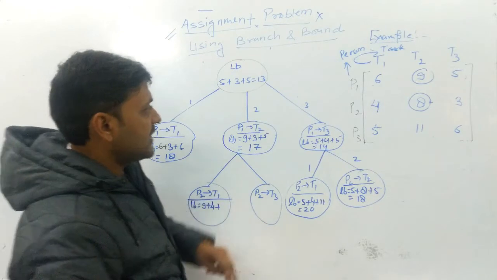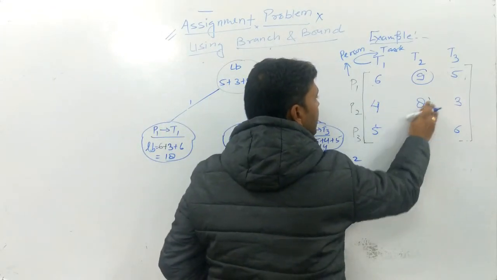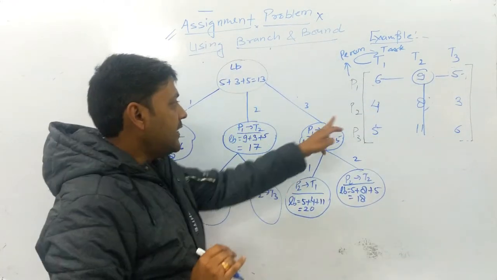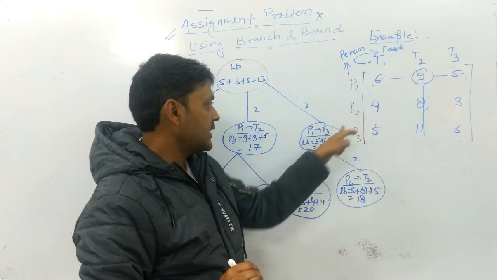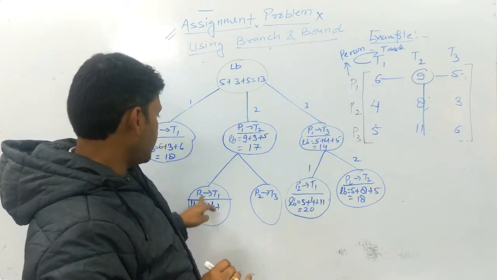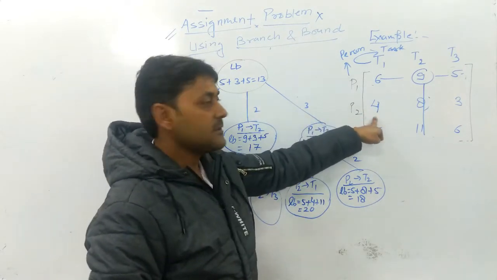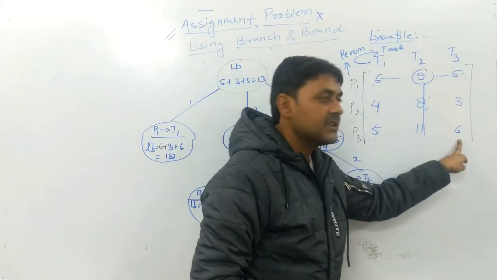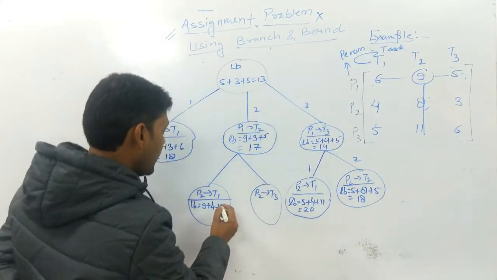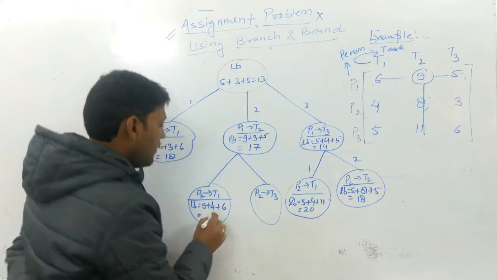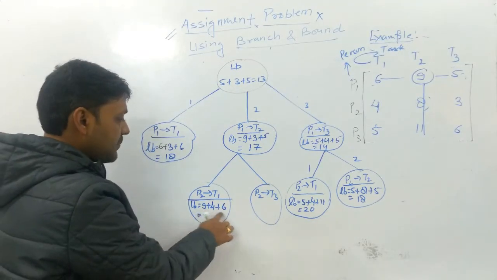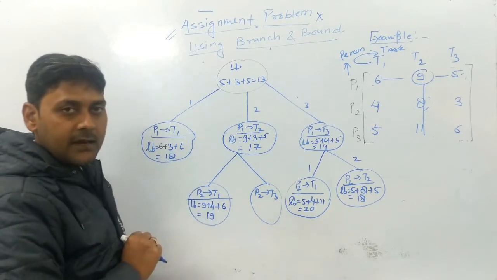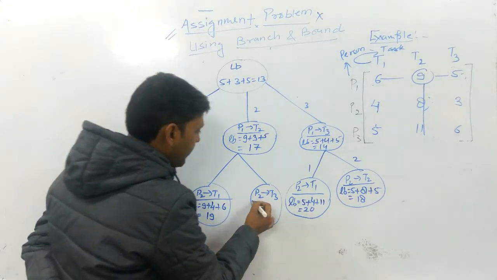What is the value for P3? That means this row and this column are already fixed, and due to P2 performing T2, this is 4. The first column is already fixed, and this one is the free value for P3. This is equal to 6. That is T3. Okay, so this is 6. And what is the value of the lower bound? 9 plus 6, this is 15. 15 plus 4, this is 19. This is 19. Okay, and next we have to go for this one.